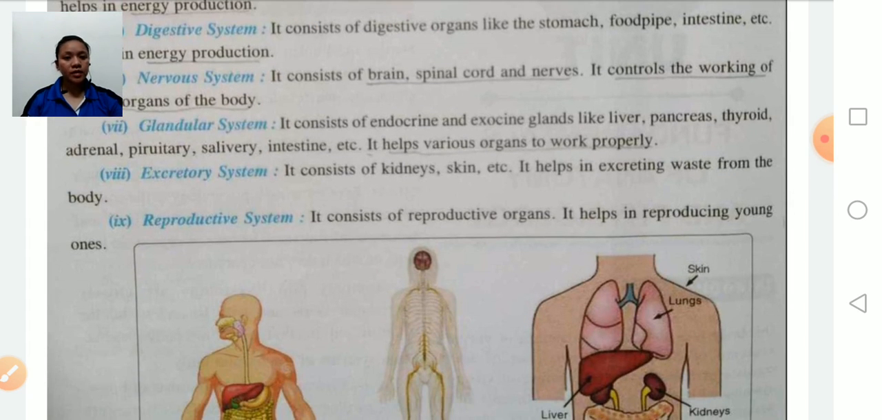Glandular system. Glandular system consists of endocrine and exocrine glands. Endocrine glands release their secretion into the bloodstream. Blood carries the substance through the body to its target tissue, and exocrine glands directly release their secretion into the target organs. And glandular systems help various organs to work properly.